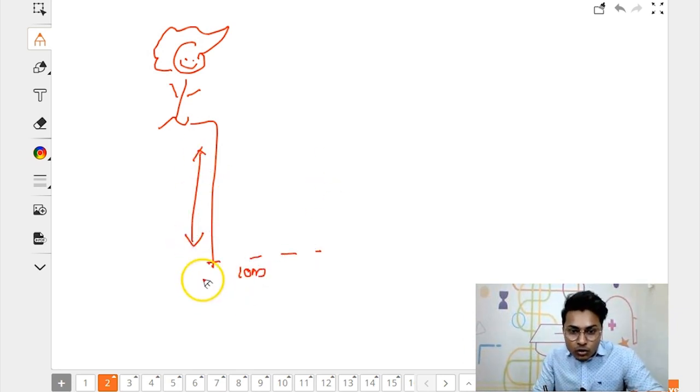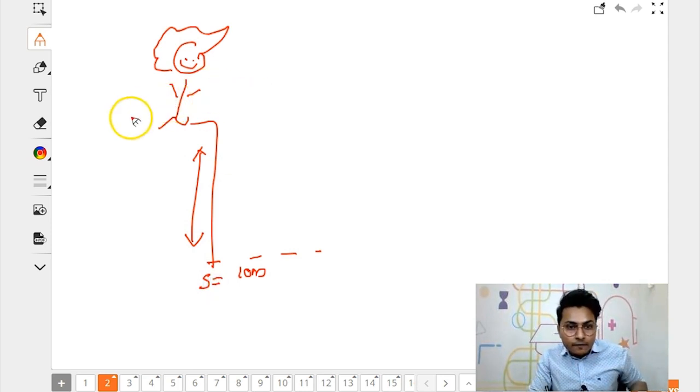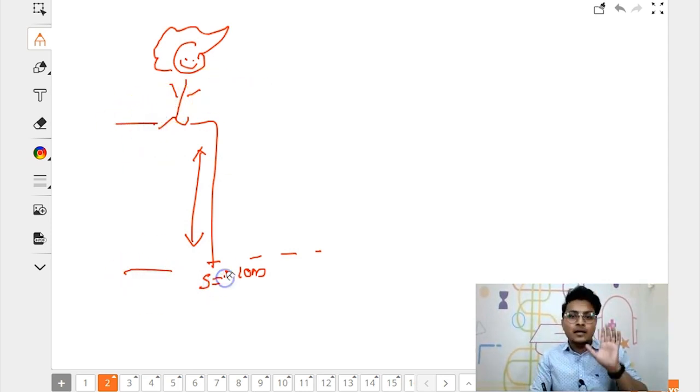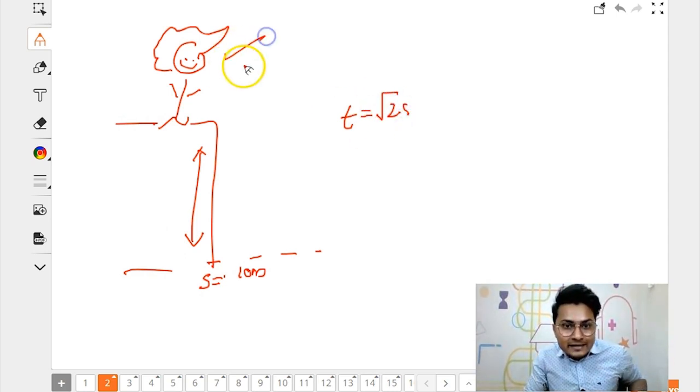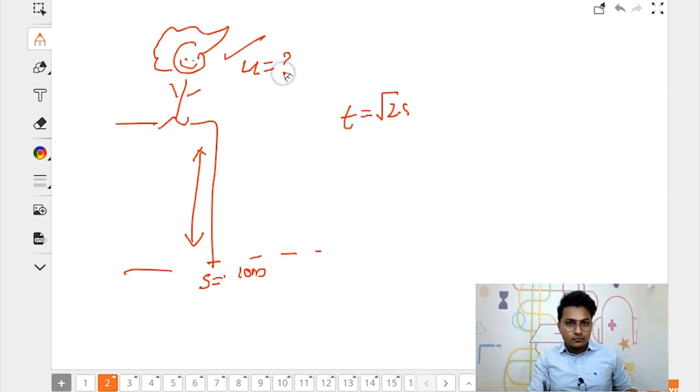Got it? So the total displacement of the bear, from here to the ground, is 10 meters. Displacement is 10 meters, and this displacement happened in root 2 seconds. My question to all of you is, what is the initial velocity of the bear? The bear is standing straight, then he jumped, no, or fell, no.